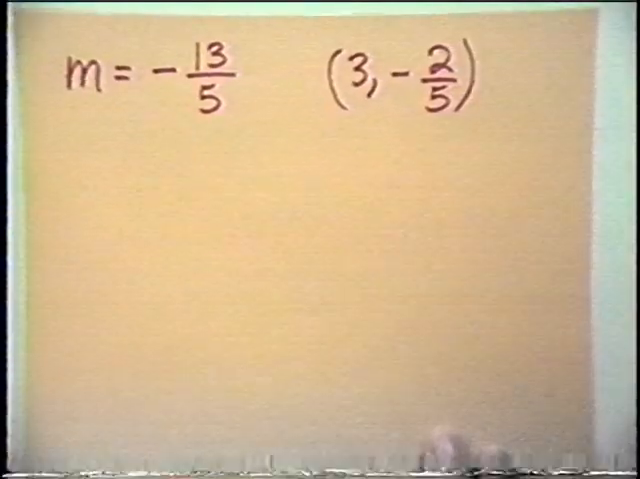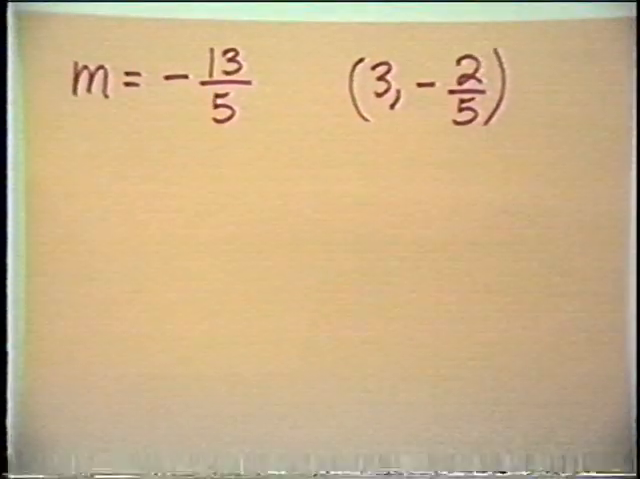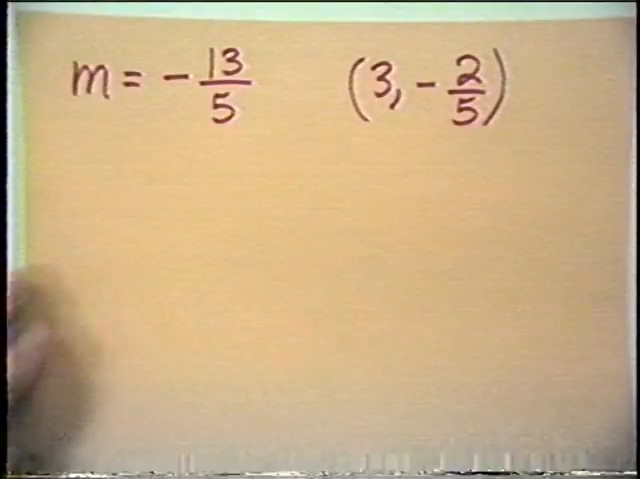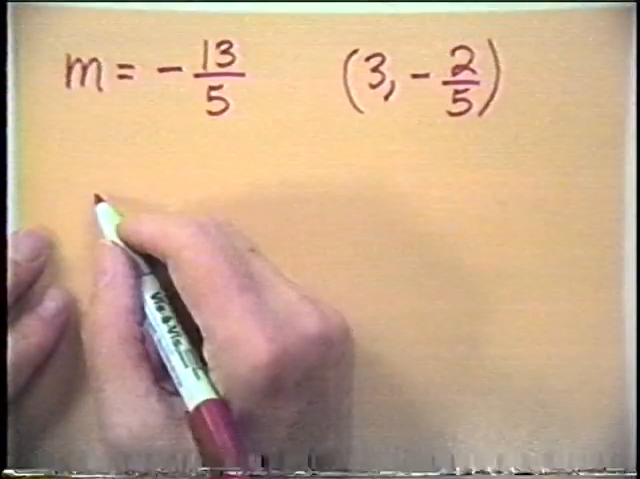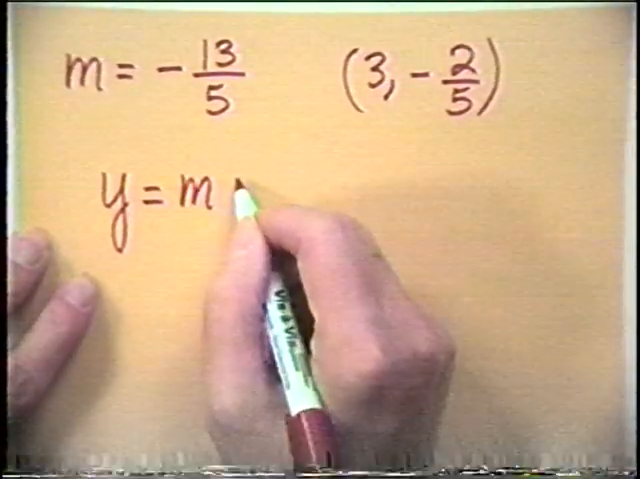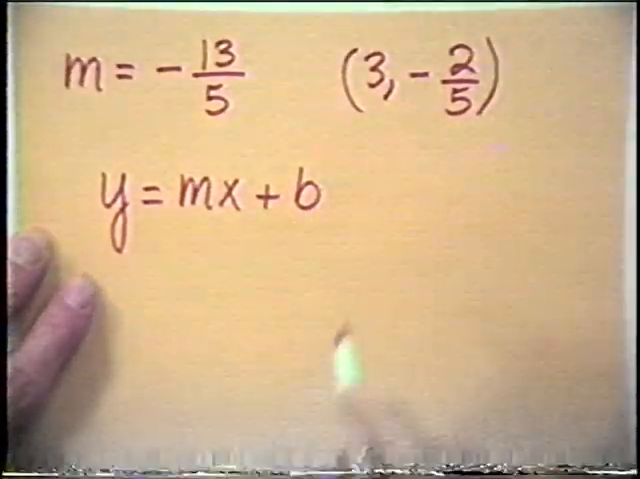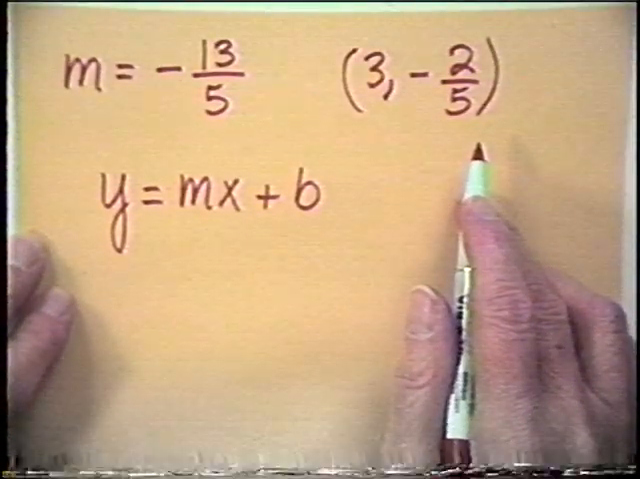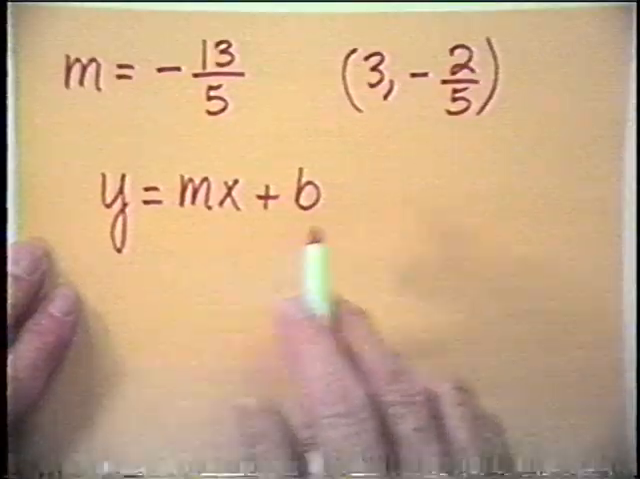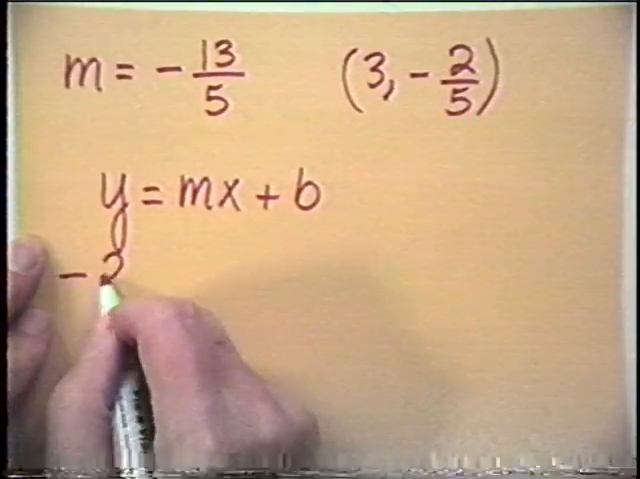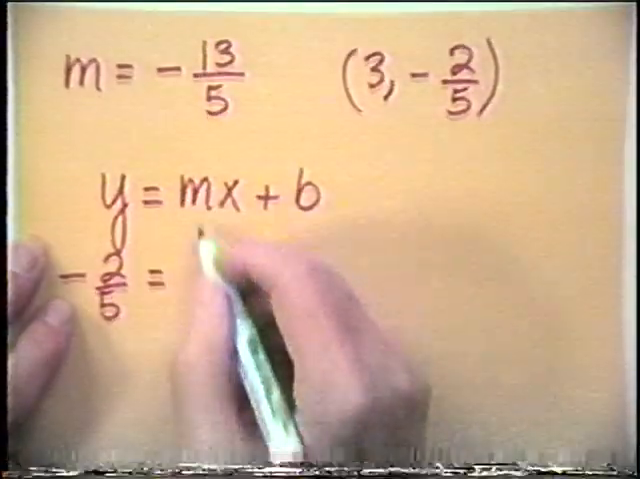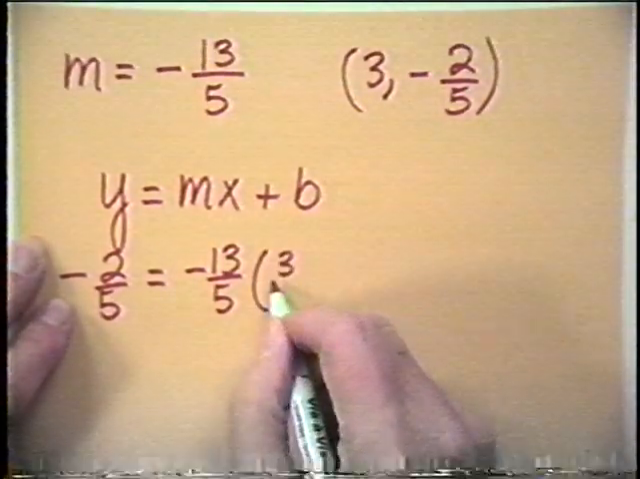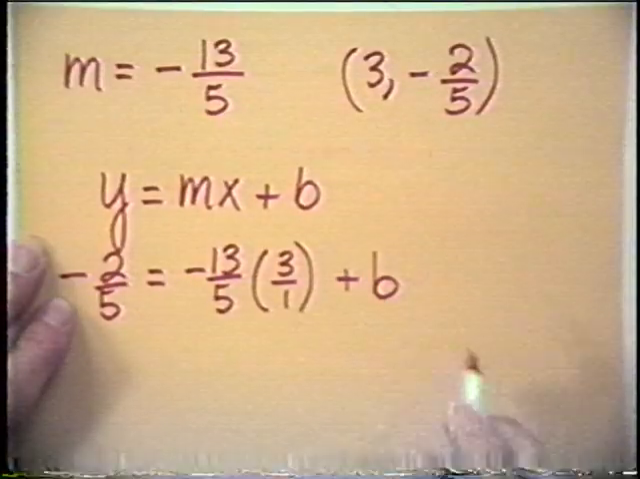Okay. Now, did you use y minus y sub 1 on this one? No, I used the other one. You used the y equals mx plus b? Okay, it's your choice. So let's do it y equals mx plus b. Most of you probably used the other one because you were given a point, but it's your choice. Makes no difference. Okay, so we'd put y is negative 2/5. m is negative 13/5. x is 3. And we're going to find b.